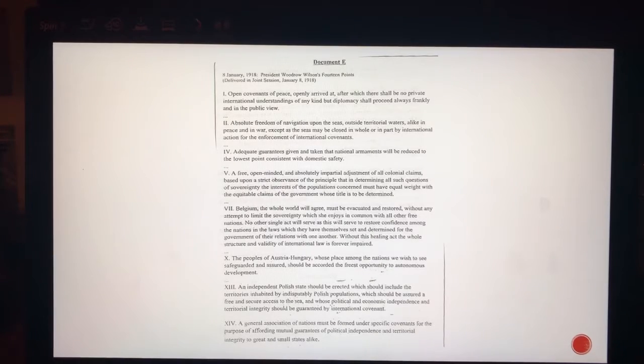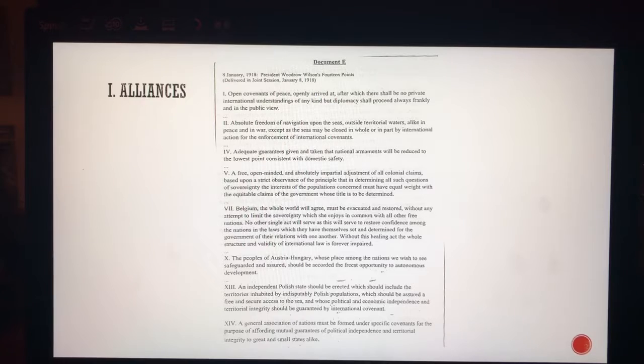One of the things, this is a document y'all had. I want to look at Woodrow Wilson's 14 points. He says, open covenants of peace, openly arrived at, after which there shall be no private international understandings of any kind, but diplomacy shall proceed always frankly and in the public view. So anytime we have treaties with nations, it has to be open.